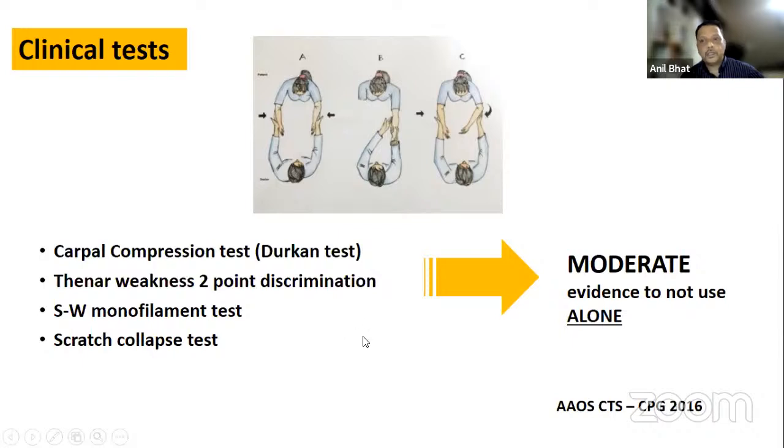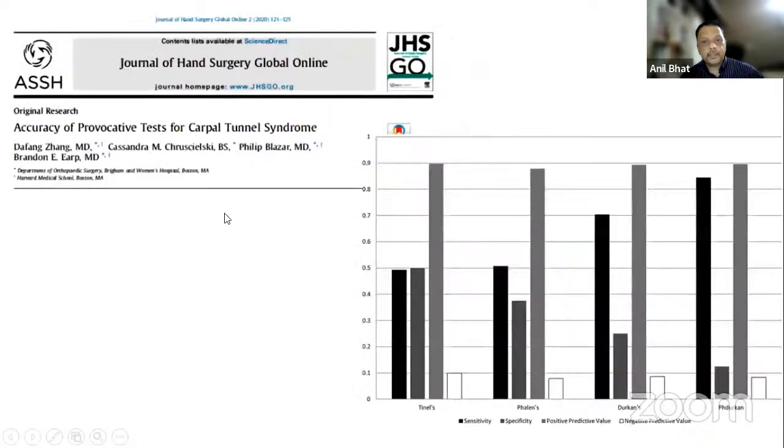This is what the committee tells. And this, again, the provocative test, different sensitivity, especially the black one is sensitivity. This is specificity. This is the positive predictive value, and this is the negative predictive value. So each of them, if you see, has different kinds of values there.